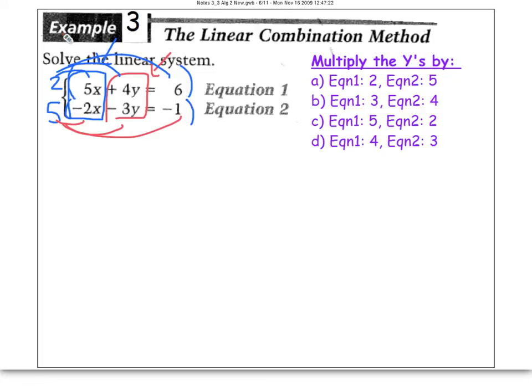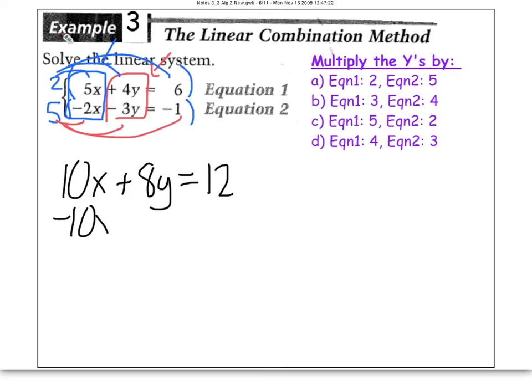So we would get for the top 2 times 5x is 10x. 2 times 4y is 8y. Don't forget 2 times 6. It's easy to forget that, but it's 12. A lot of people will just write the 6 still. Next one, 5 and negative 2x is negative 10x. 5 and negative 3y. 5 and negative 1.